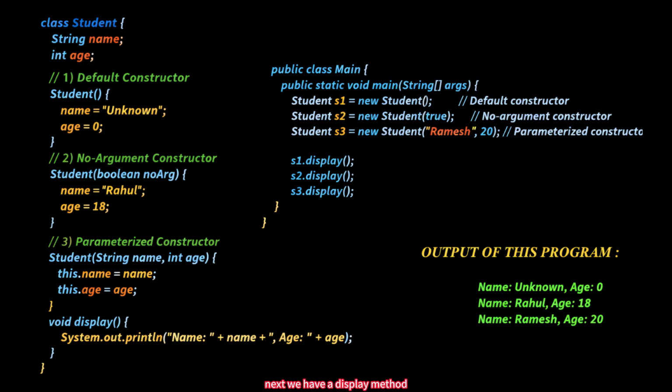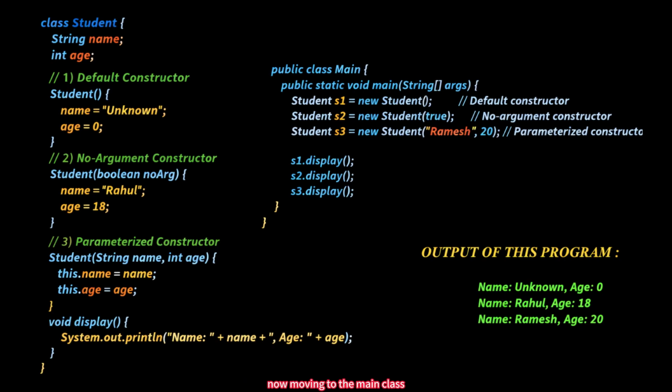Next, we have a display method. This method prints system.out.println name plus age plus age. So whenever we call display, it prints the name and age of that object.